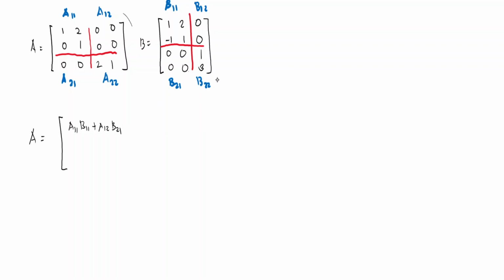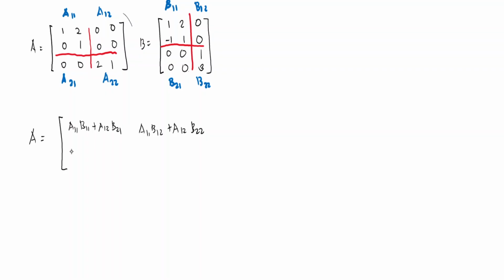So therefore, when we multiply, we have a 2 by 2 matrix also. But remember that the entries are matrices also. So again, for this entry, we multiply the first row to the second column. We have A11 times B12 plus A12 times B22.